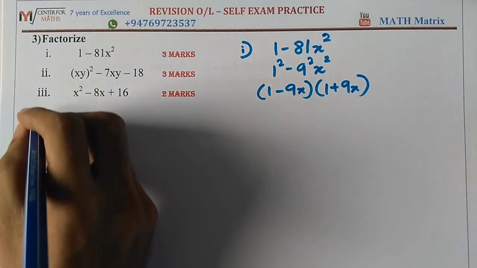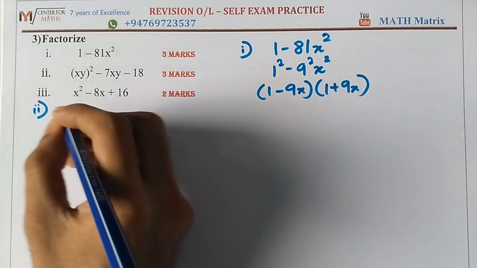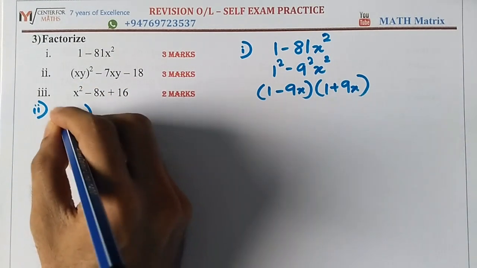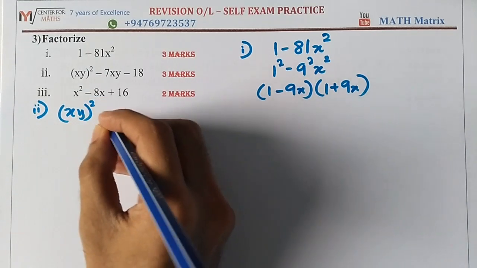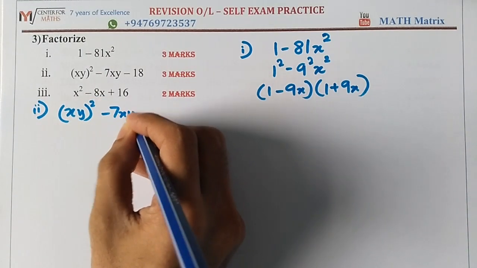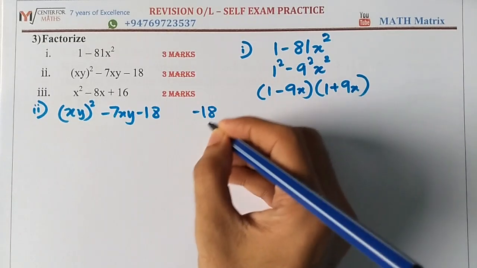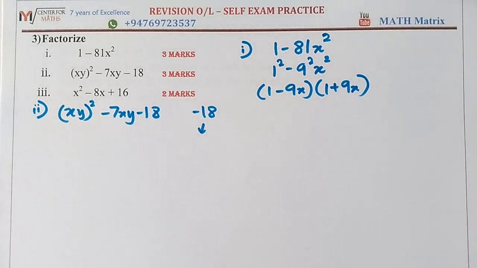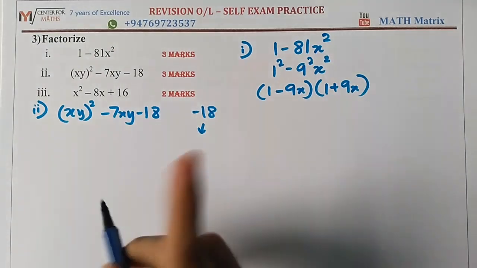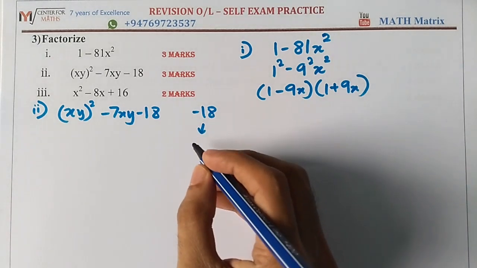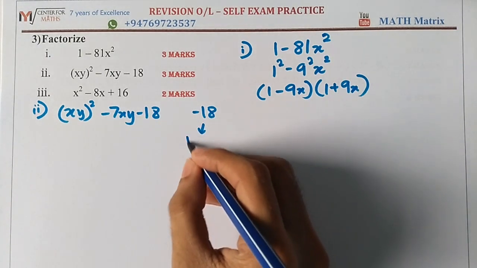And now we'll move to the second one. (xy) squared, it's compulsory to mark this bracket, and minus 7xy and minus 18. So first of all, we have to find the factors of this minus 18, that means the last term. So what are the factors of 18? We have to consider this xy as one term, and now we'll find the factors of 18.